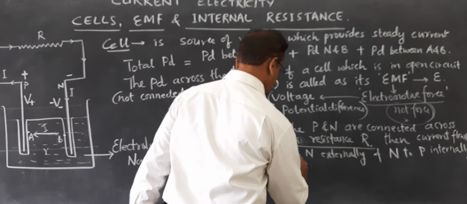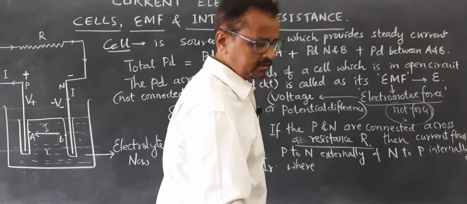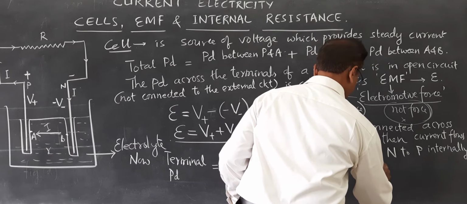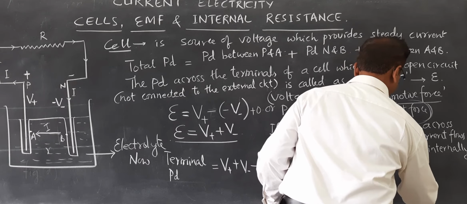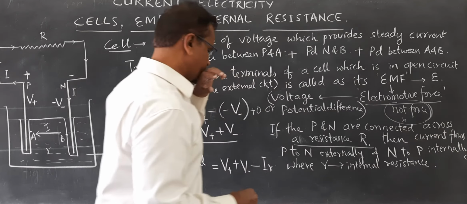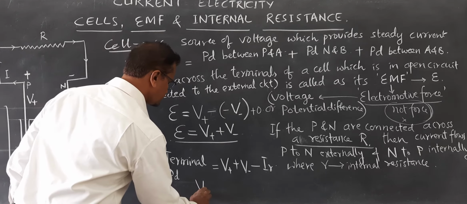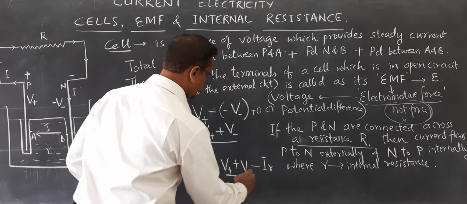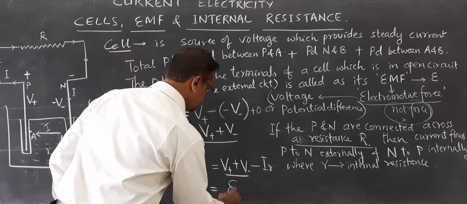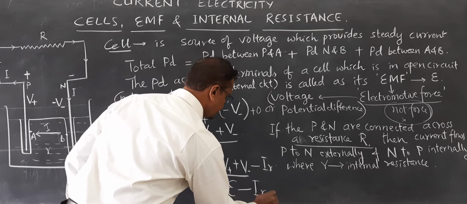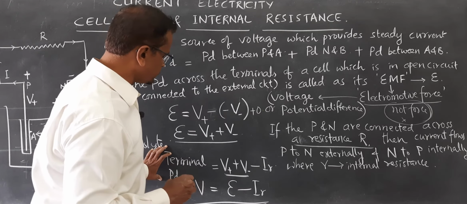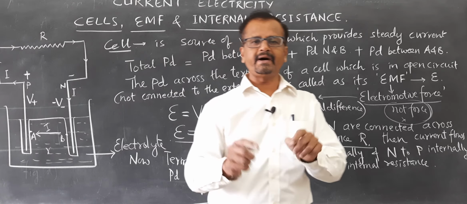Small r is called internal resistance. Therefore, terminal potential difference V is given by V plus V minus. Already we know what is V plus V minus. It is E minus Ir. This is a very important equation. Therefore, terminal potential difference is equal to EMF minus I into r, where r is the internal resistance.